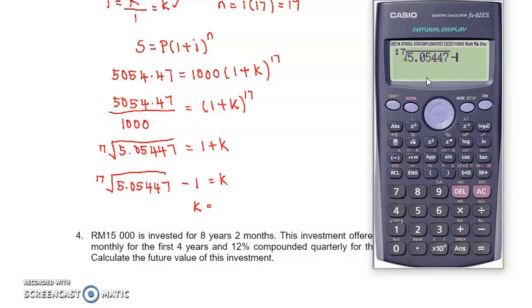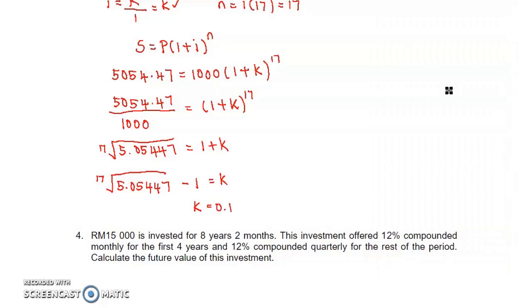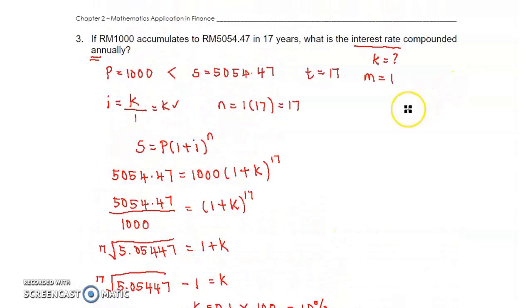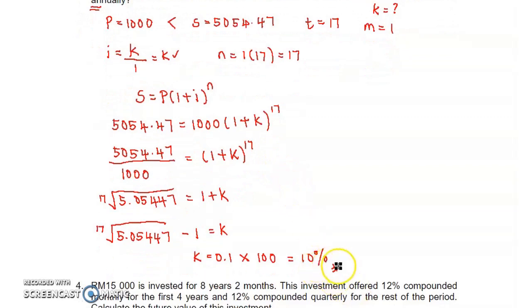minus 1. Make sure you press the calculator correctly. The minus 1 is separate from this, okay? So 0.099999. Okay, so you just round off. If you take 4 decimal points, it will be 0.1. So normally a rate we express as a percentage, right? So multiply by 100. So K is 10%. So once we know K equals 10%, later on you can find value I. Since I equals K, I is also equivalent to 10%.